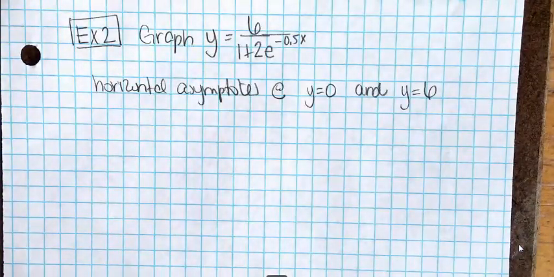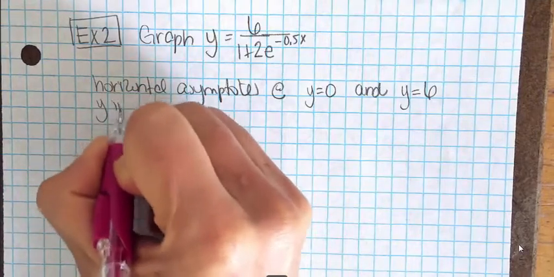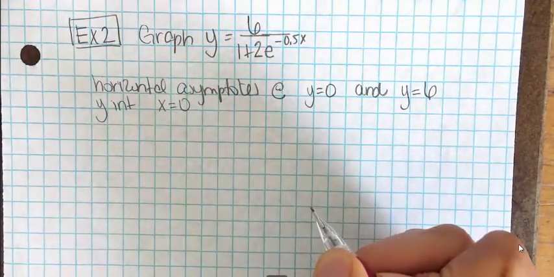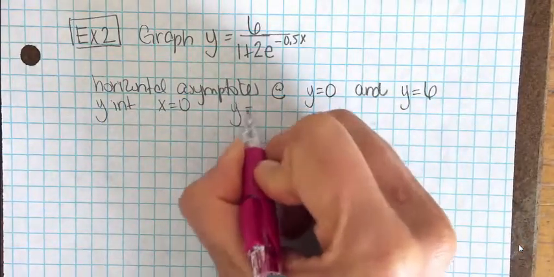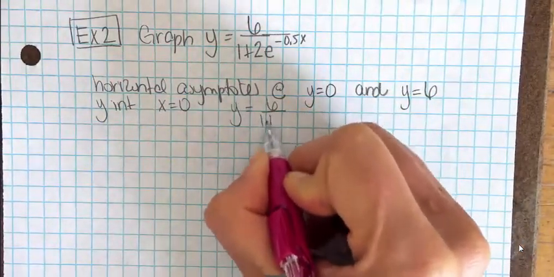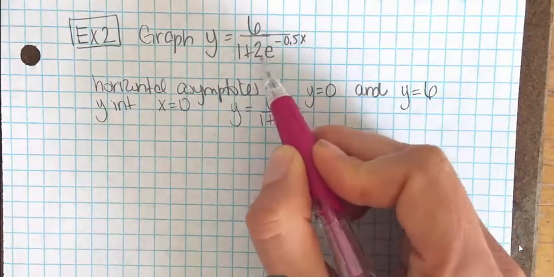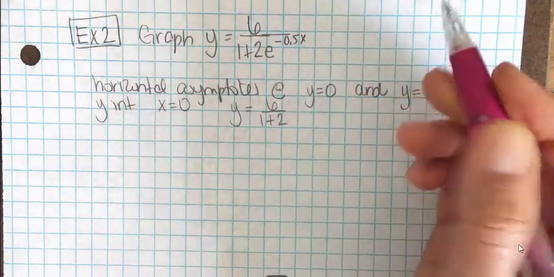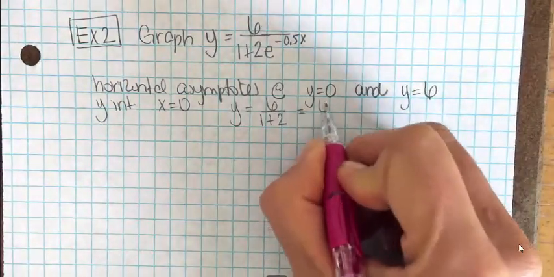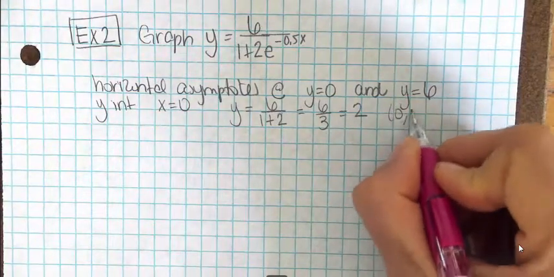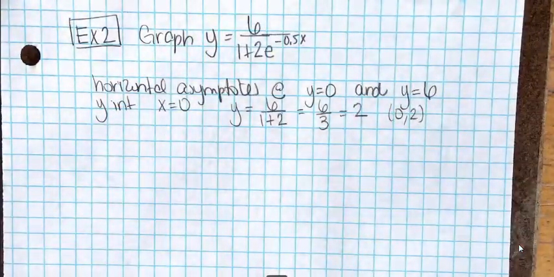Now to find my y-intercept, basically that's where x equals 0. So my y-intercept would then be 6 over 1 plus 2, because if I plug 0 in for x here, that's just going to be 2 times 1. This whole thing here goes to 1. So that's going to be 6 over 3, or 2. So I know that (0, 2) is a point on this graph.